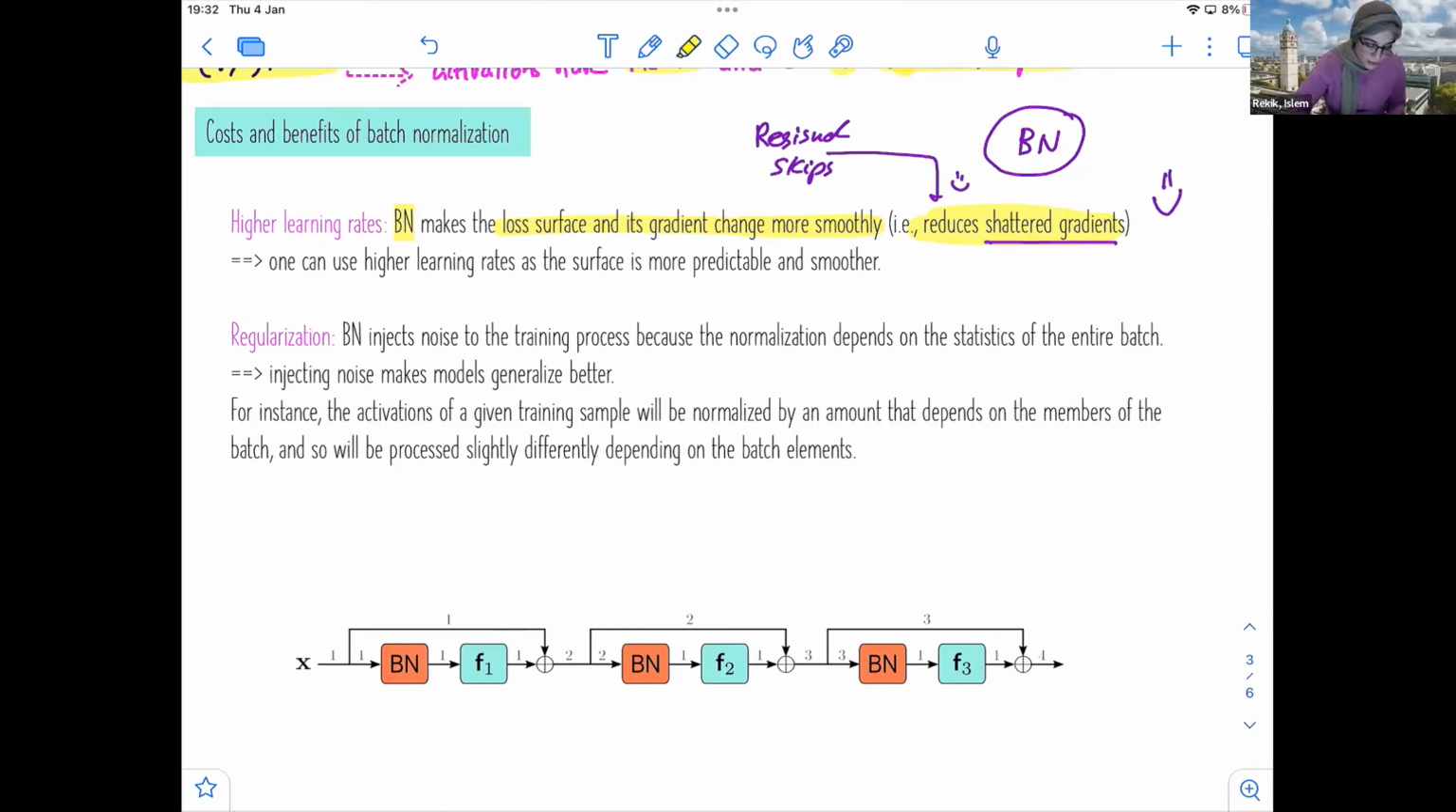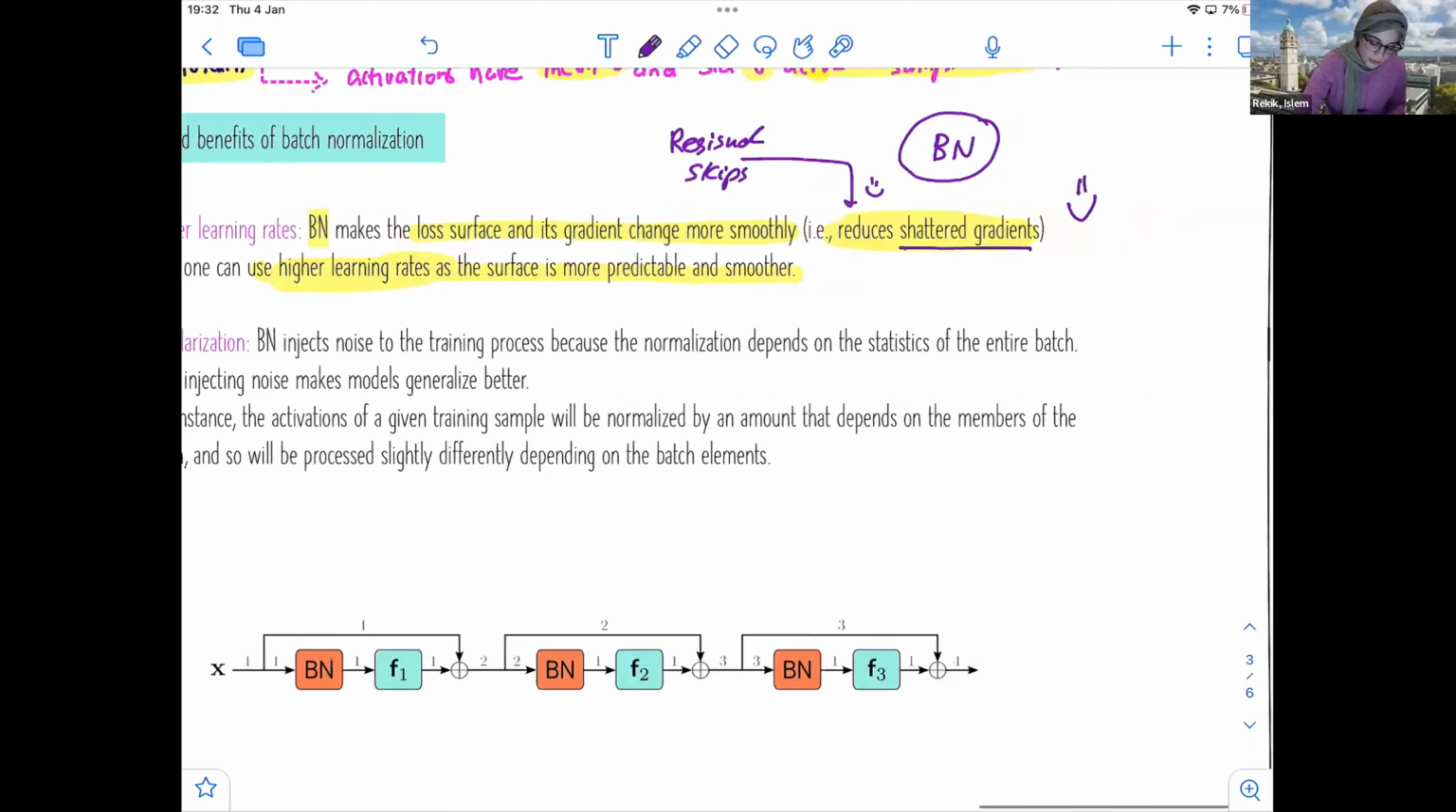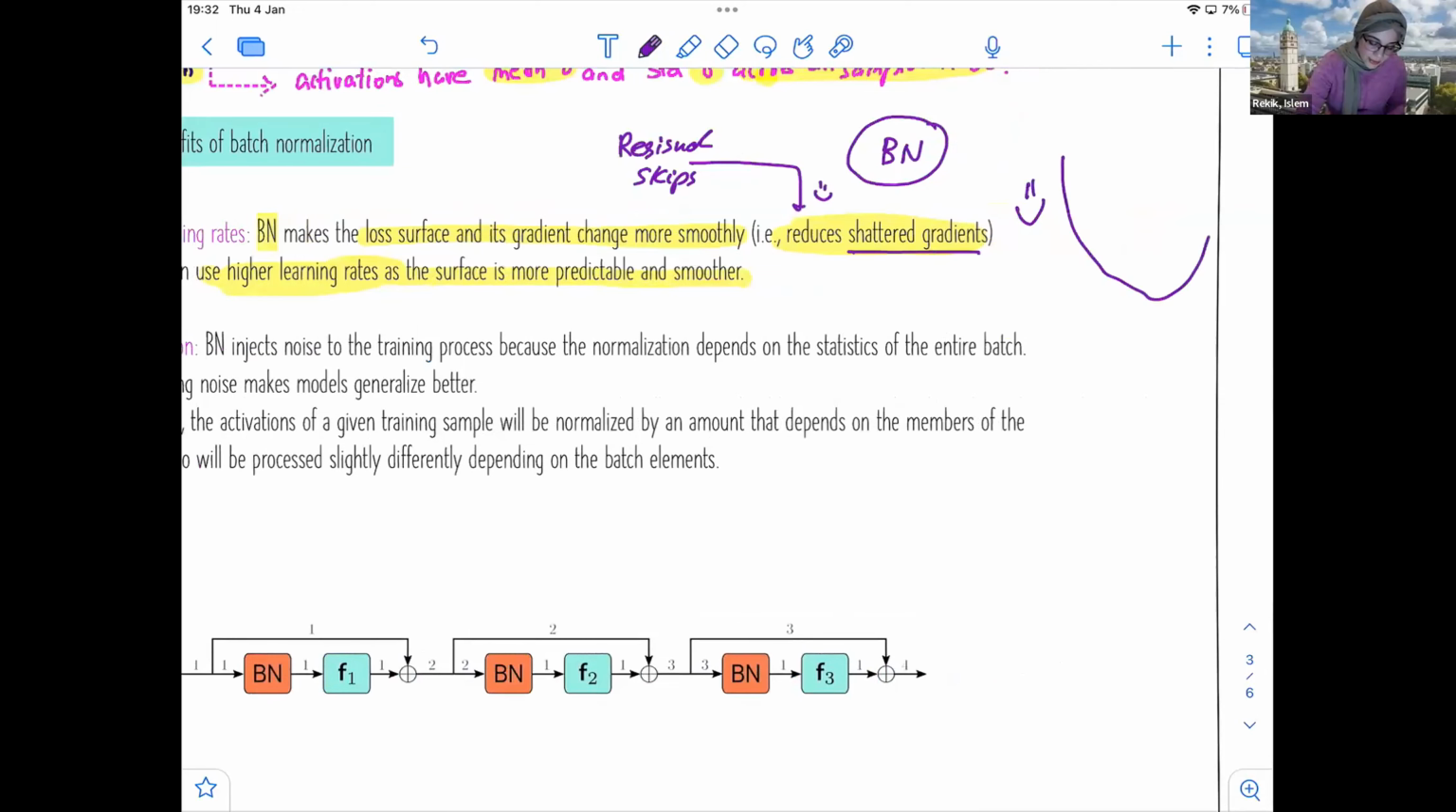One can also use higher learning rates as the surface is more predictable and smoother. Which means if your loss function is smoother and not very zigzaggy, then you can use a large learning rate. So if you have a gradient right here, you multiply the negative of the gradient of the loss L by a factor of eta, and if eta is large, you can converge quickly, right? Because it's smooth.